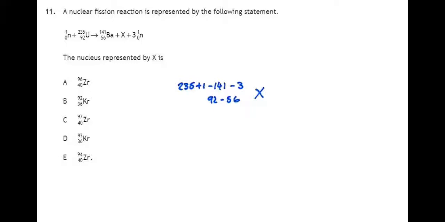And my atomic number, again, they have to add up on both sides. So on the left-hand side, the total atomic number is 92. On the right-hand side, the total atomic number also has to be 92. 56 from the barium, therefore the remainder must be in our unknown element. So if we do those sums, we end up with 92 and 36. And if we look for atomic number 36, we'll see it's krypton. Answer B.